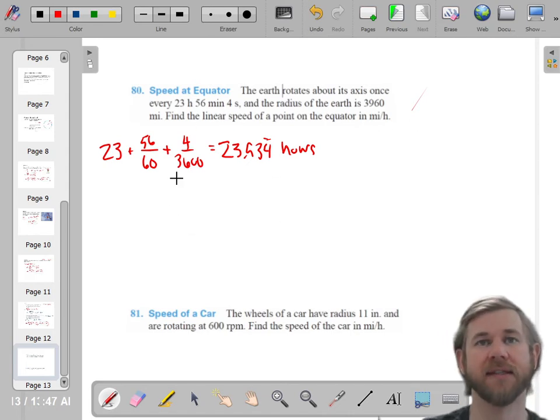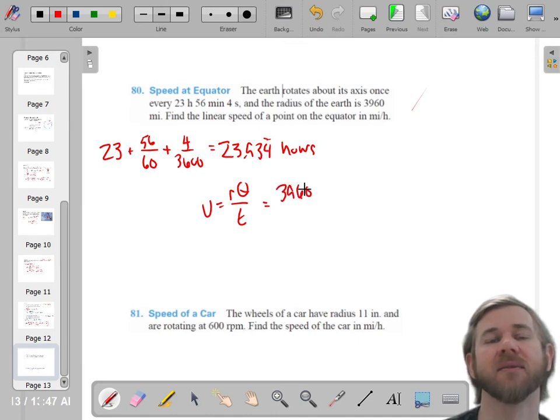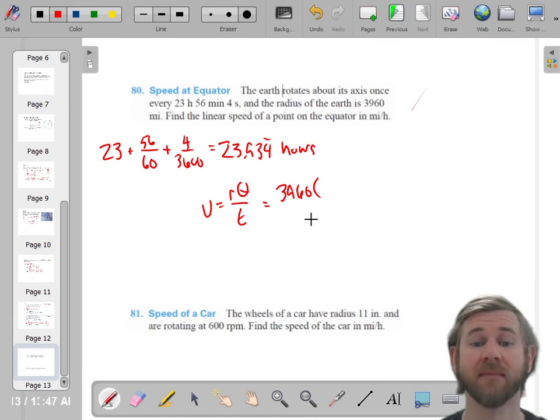So if you're on the farthest out, like that's the radius of the Earth, we're going to find linear speed, so r theta over time. That's the formula we're using. The radius we know is 3960. That's the radius of the Earth. Theta, it's only going around one time. So if it only goes around one time, then it's just going to be 2 pi. Okay, so fine. That's one spin.